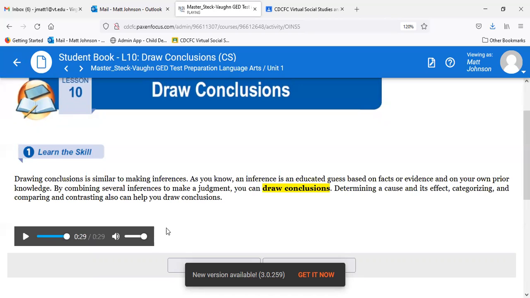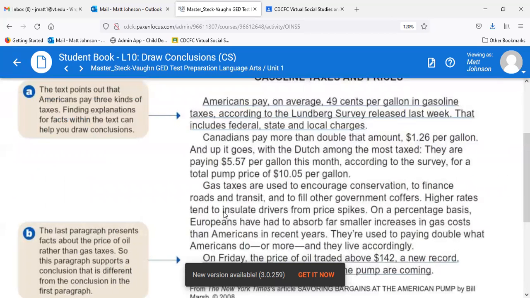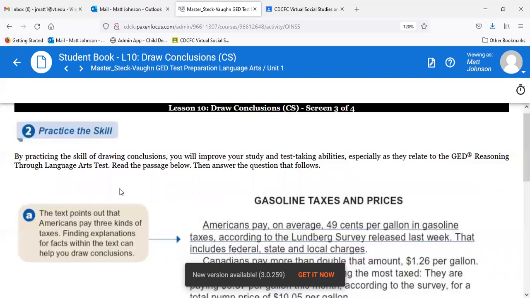Yep, so it's pretty straightforward, right? We've already sort of encountered all of the tools that we need to take it to the next level and start drawing conclusions. And for our text here, always remember, right? Look at the title.